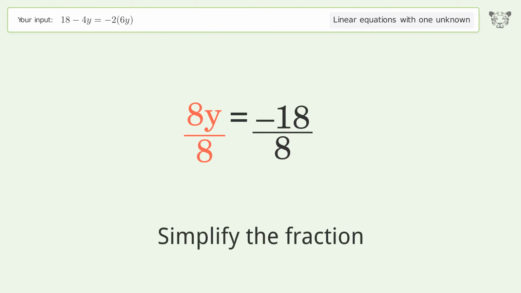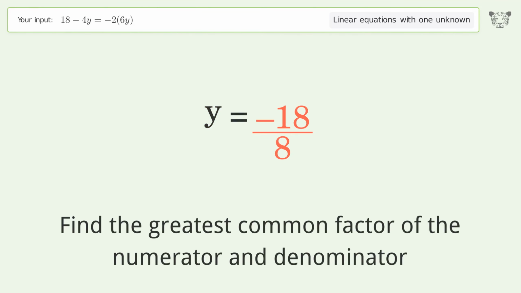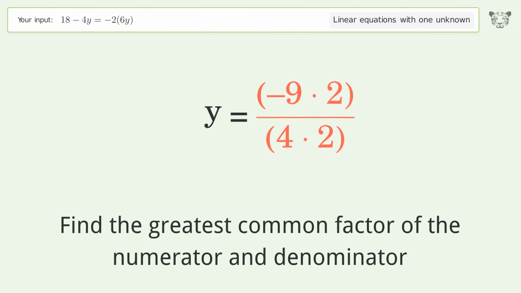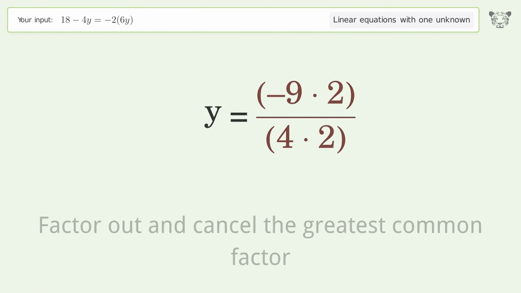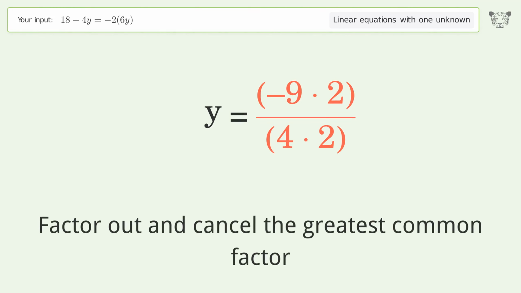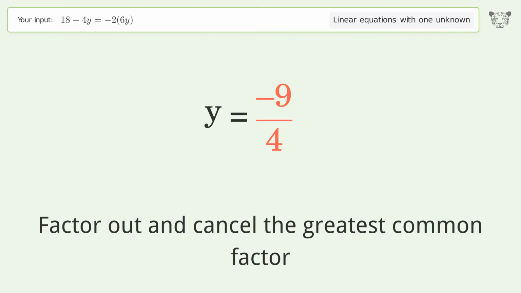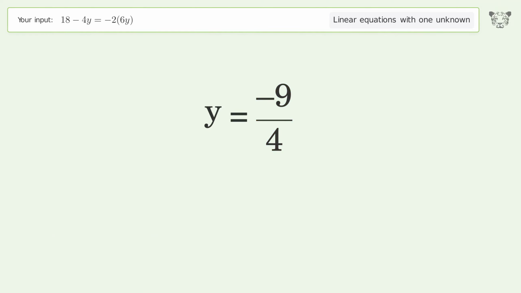Simplify the fraction. Find the greatest common factor of the numerator and denominator. Factor out and cancel the greatest common factor. And so the final result is y equals -9/4.